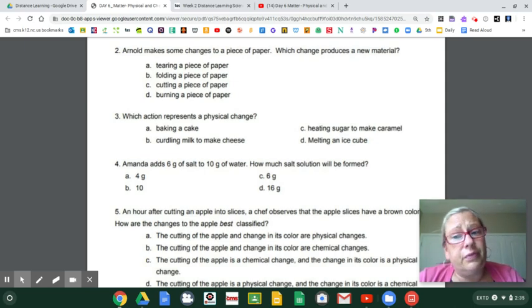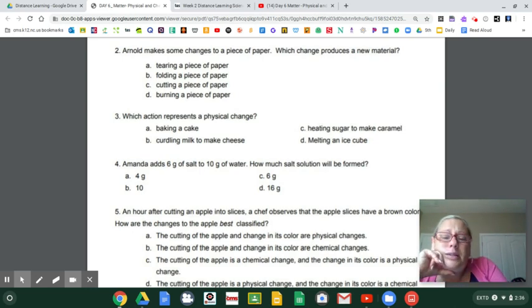All right, and I'm looking for physical this time. C, heating sugar to make caramel. Well, here's the deal about this. When you heat sugar to make caramel, it changes from white sugar to brown caramel, which makes me think that it's not physical. And the last one is melting an ice cube. When you melt ice, it turns into water, which is still water because ice is water and liquid water is water. And I don't think you're making a new substance then. So we might have found our physical change.